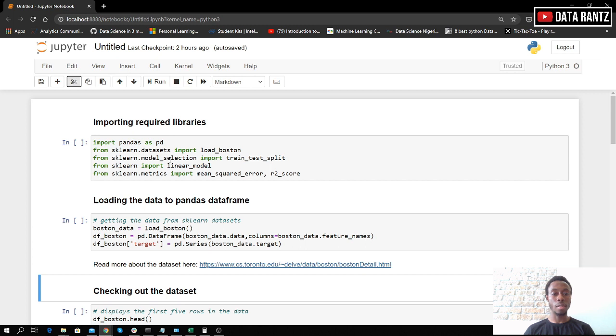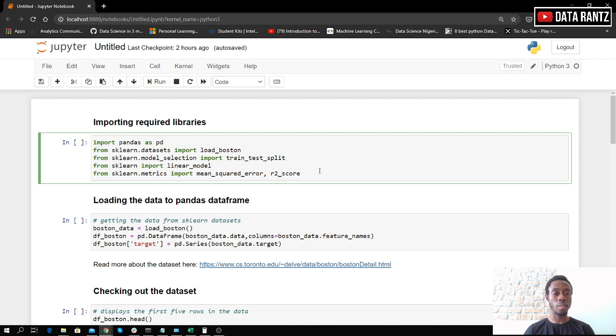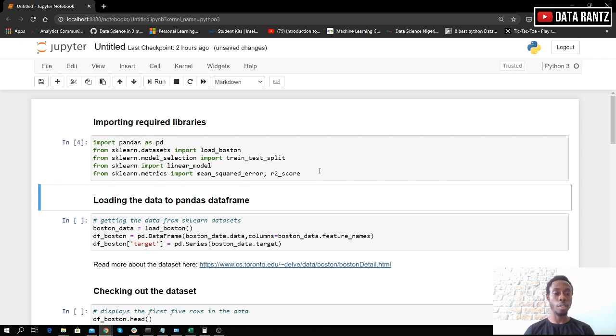And then I'm getting the model selection, which helps to break the data into train and test. I'm also importing a linear model, which is what I'll be using for my linear regression. And finally, I'm importing the metrics that I will use to score the performance of my model. All right, so we're going to run this, importing the basic libraries.